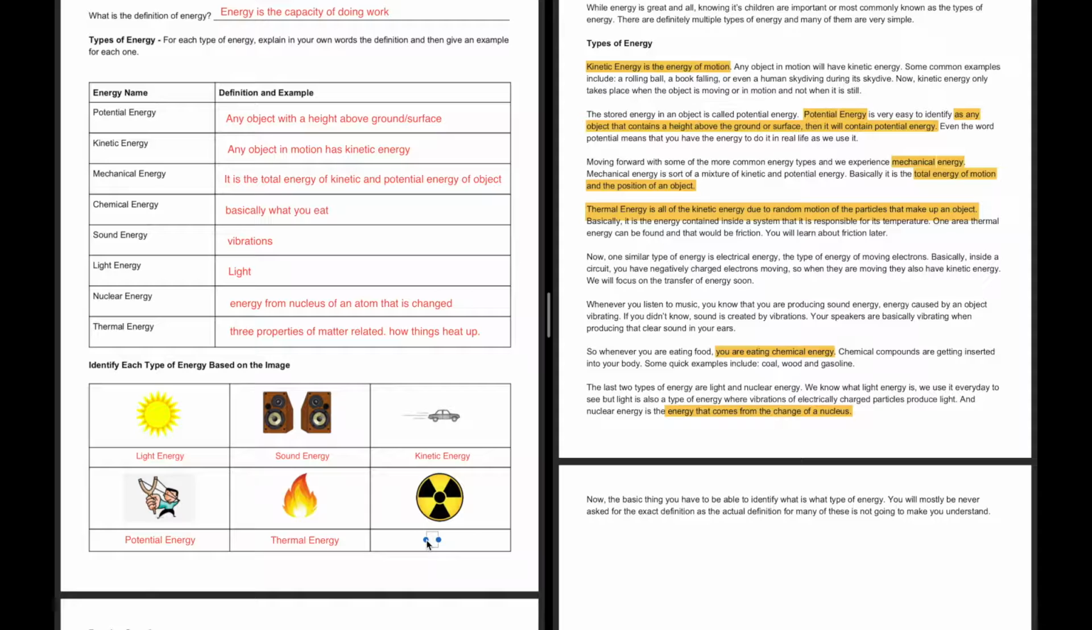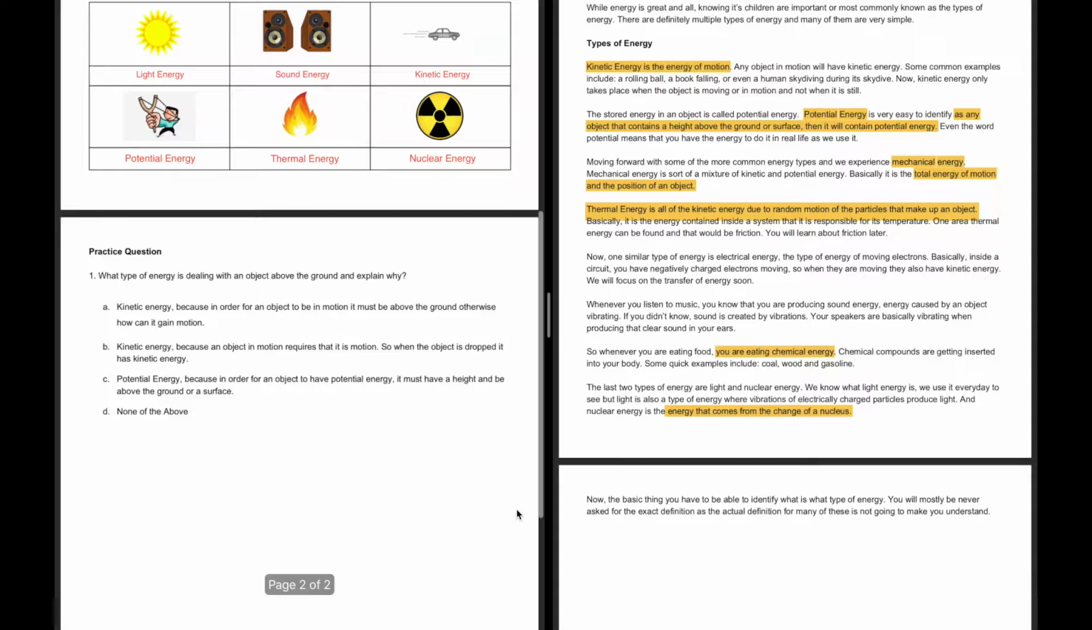This is a radiation symbol, and that's nuclear power plants. Nuclear energy is generated from nuclear power plants, and it has radiation, so this is nuclear energy. Even if you didn't know this, I think some people might recognize it.